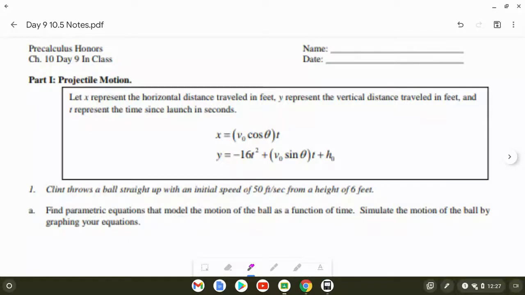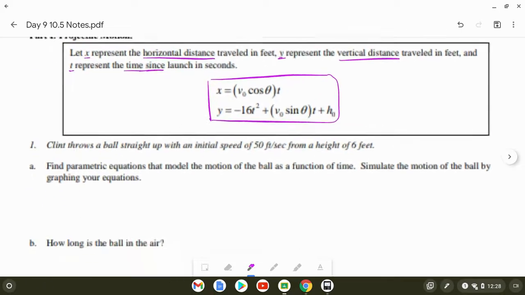Today we're going to do Chapter 10, Day 9, where we're going to be using parametric equations to help us find and talk about projectile motion. Here are the two general formulas and equations we're going to be using, where x represents the horizontal distance in feet and y is going to be the vertical distance in feet, where both of them are relating to time since the launch in seconds.